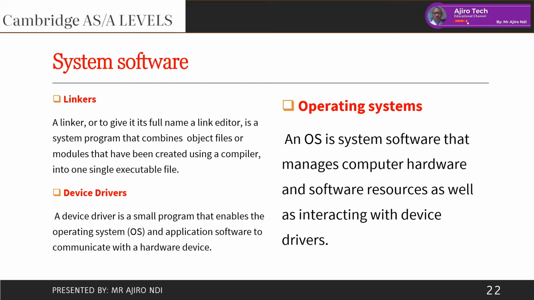So the operating system acts as an interface between the user and the computer, as well as supplying important utilities for managing the computer. Now, what's the utility program? I know most of you are asking, Mr. Ajiro, what's the utility program? A utility program is the type of software that assists users in controlling and maintaining the operation of a computer. As simple as that.